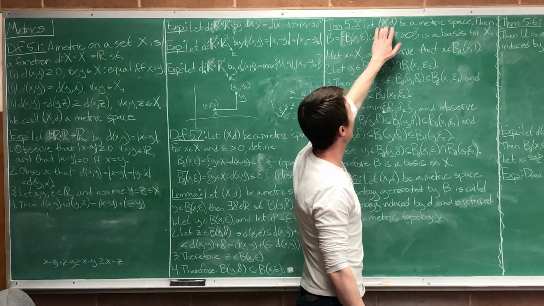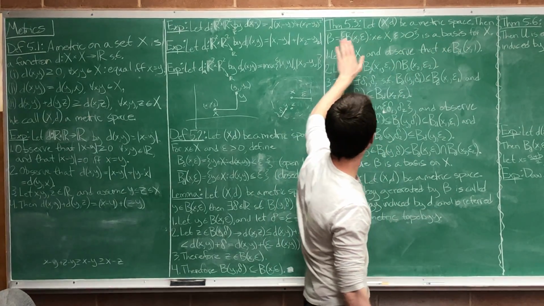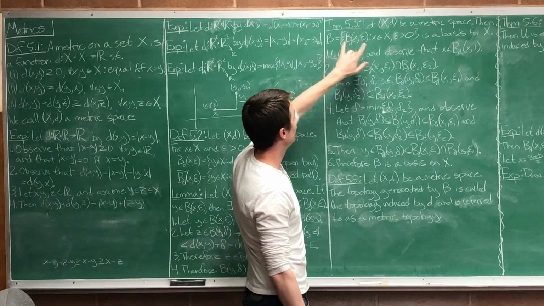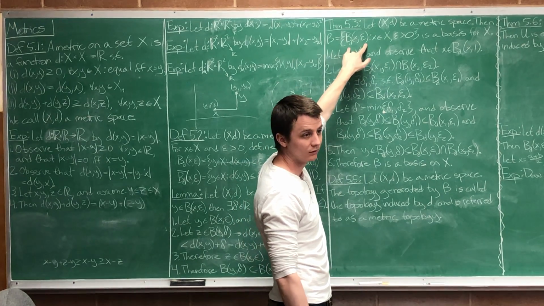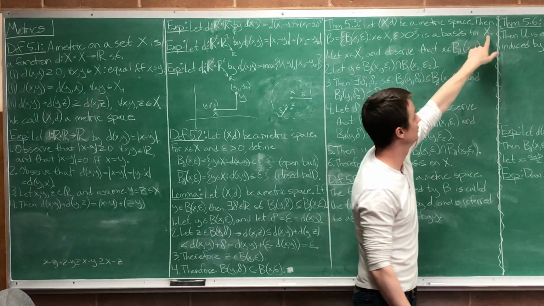So next, let (X, d) be a metric space. Then beta, equal to the set of all open balls you can possibly create, is a basis for X.